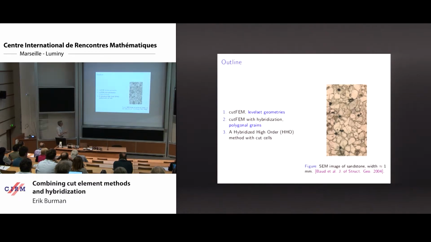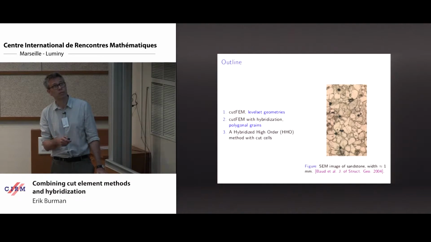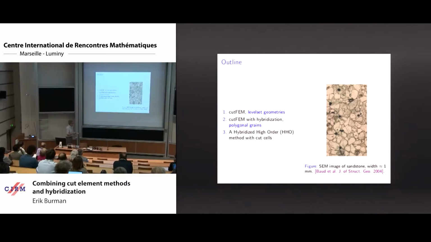And then I would like to contrast this with work on a hybrid high order method with cut cells. So this is typically a low order method, typically an H method, where we use hybridization in combination with cut finite element methods. And this is a high order method designed for polyhedral elements, but where you introduce cuts to be able to model interfaces through these elements. So I thought that it could be interesting to pit these two ideas against each other in one talk.